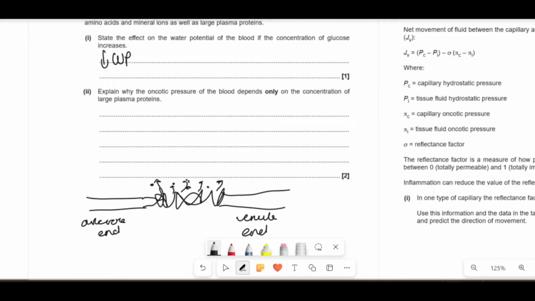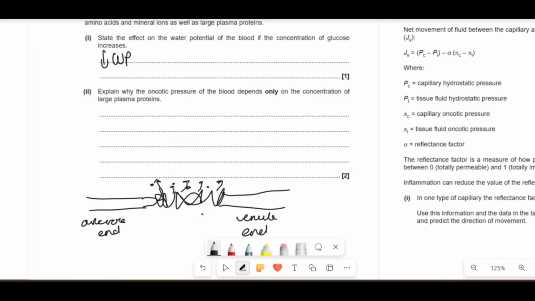Then that forms fluid around the cells and tissues, but that doesn't always just stay there, because at the venous end, remember that as water is being lost, within the capillaries the blood water potential drops. So here, the water potential is quite low because a lot of it's been shoved out, so it actually moves back in via osmosis to balance things out, and that's your tissue fluid. Now, that's one way of controlling the amount of tissue fluid forming as well.